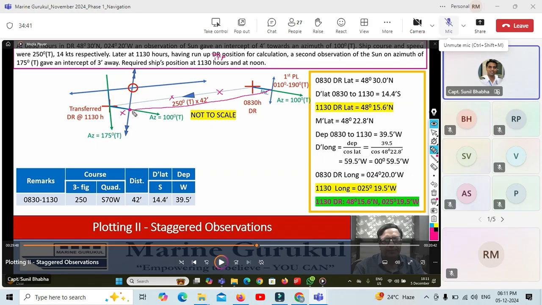Now, when you apply the run on the ITP, the first PL will be transferred as usual. So you will get the first PL exactly as it is now. There will be no change in the first PL. The change will come in the second PL, because the second PL azimuth and intercept will now be plotted from the ITP like this. And your second PL is going to be somewhere here. And the fix is going to change. This will be the fix then. So this is the other possibility which can come in the questions, beta.